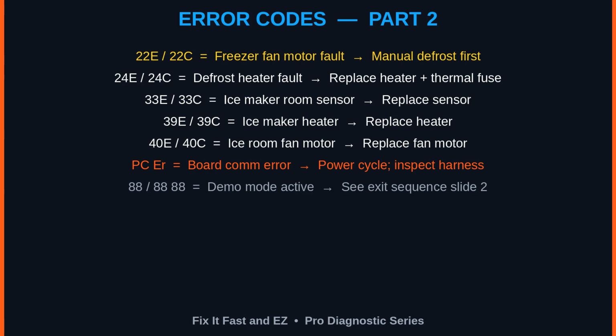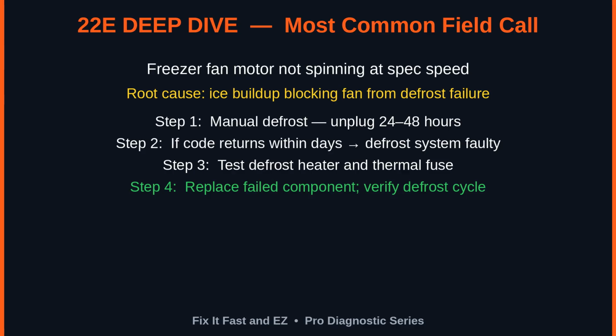6E is the ambient sensor. 8E is the ice maker sensor. 14E is the ice maker fan. 22E is the freezer fan motor. 24E is the defrost heater. 40E is the ice room fan.